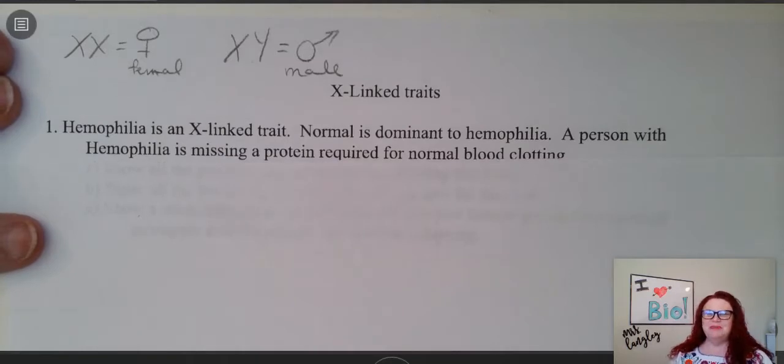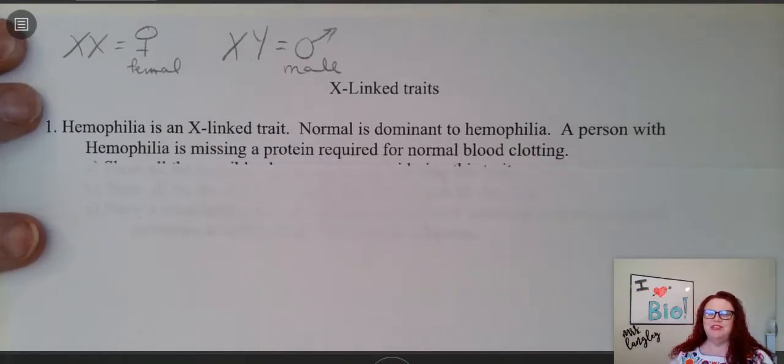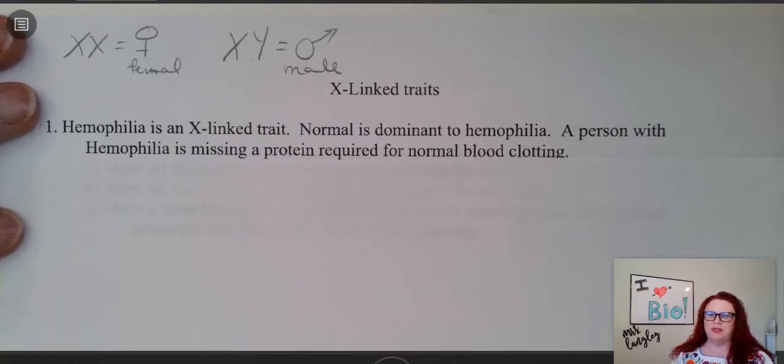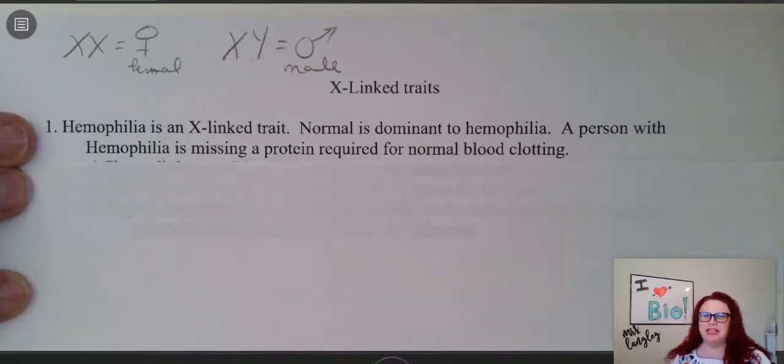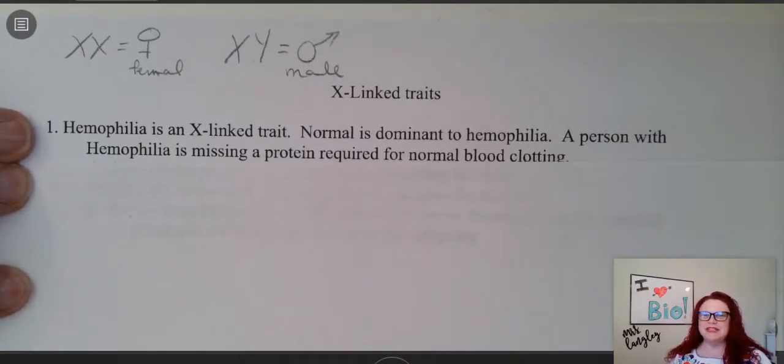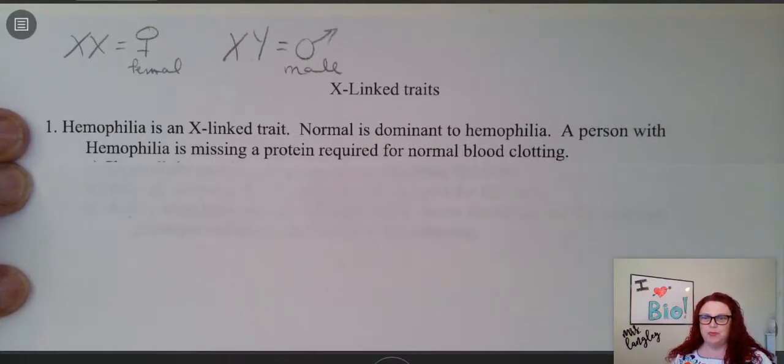So here we're going to look at hemophilia again. Now, hemophilia is a blood clotting disorder where you're missing a protein required for blood clotting. So you don't make scabs like you should. You just continue to bleed. So it can be kind of dangerous. So we're going to study this. It is found on the X chromosome.